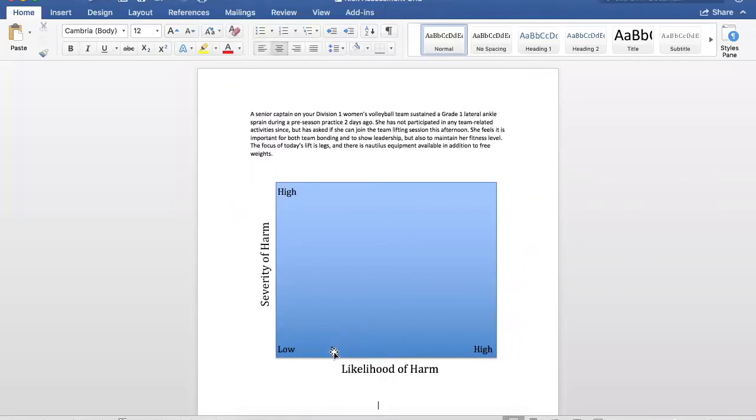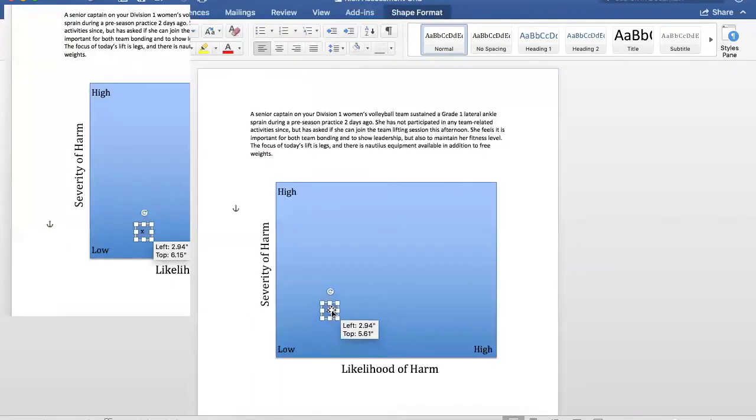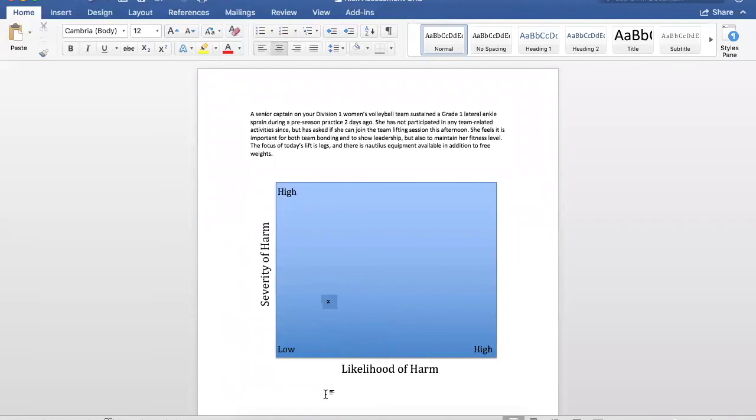Okay? But we can't just leave our X there. We have to also consider the severity of the harm. So should she invert her ankle more? What's the severity of harm that's likely given that she already has a grade 1 ankle sprain? So we may decide in this case the severity of harm, possibly re-spraining an ankle that's still healing, we're not thinking the severity is that high. So I may find that I place her right here on the grid.